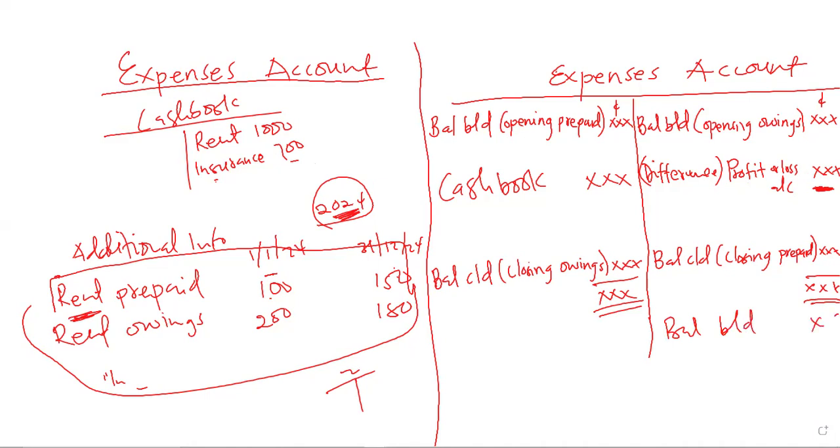So don't forget to write your balance brought down. That is the one that carries down on the debit side. Then you also come here to write your balance brought down. But when you are balancing, we don't add these ones. So that is it. This is the format to prepare an expenses account.